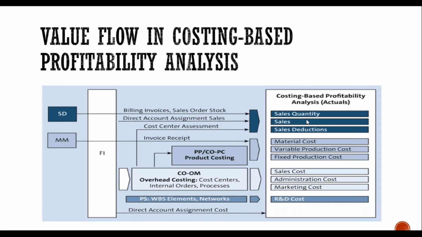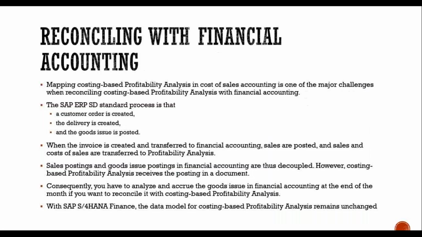Okay, so you can see these are the value fields, sales quantity. So value fields are not only the values, they can be quantity also. If I want to know the quantity wise report, I want to know customer wise, product wise, region wise, how much quantity we sold for a particular product, even that report I can get in COPA. Okay, so this is how the values are flowing.